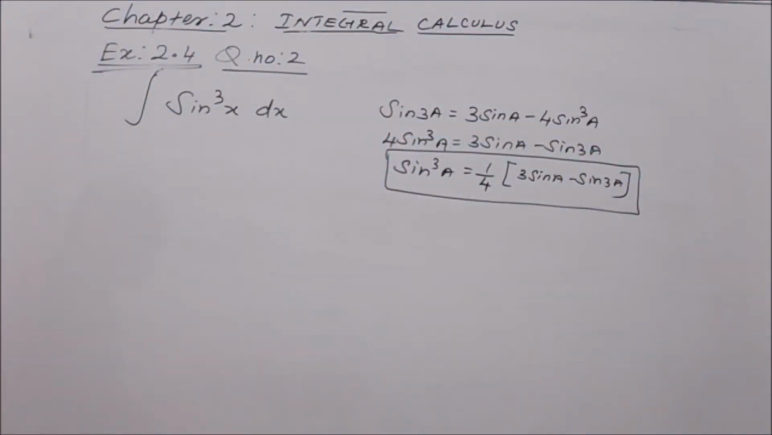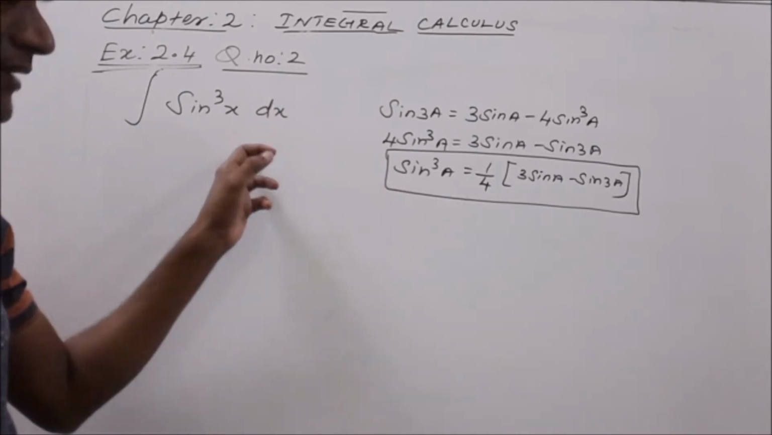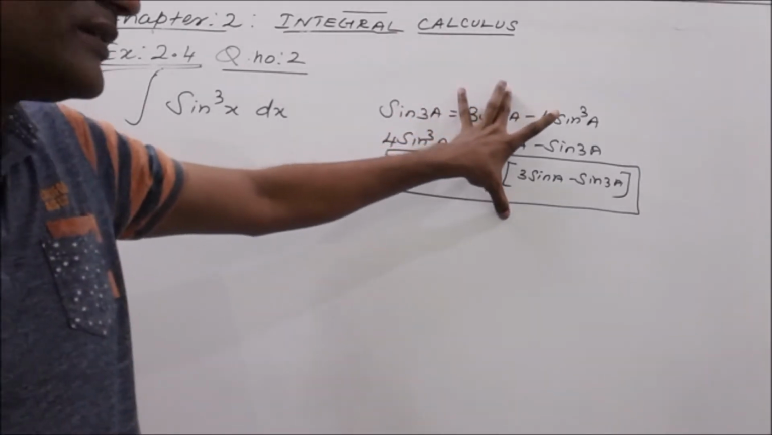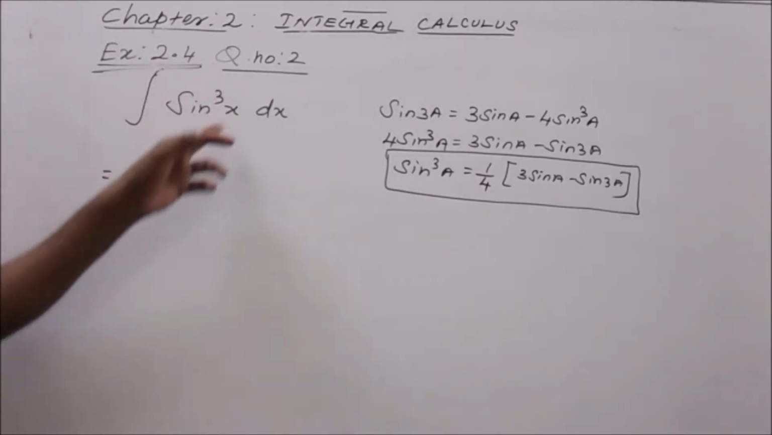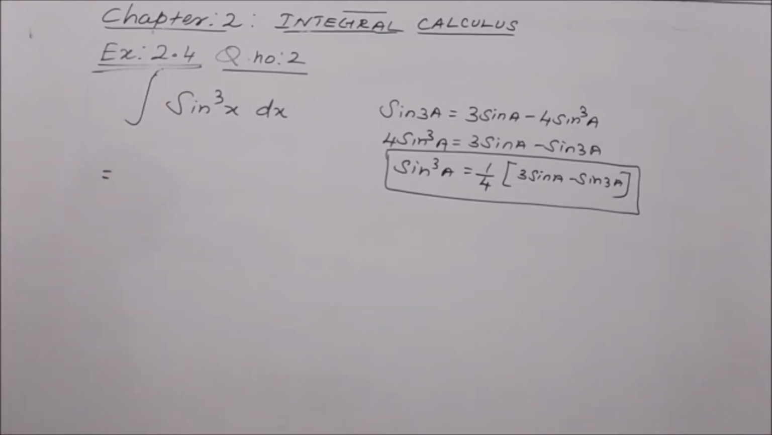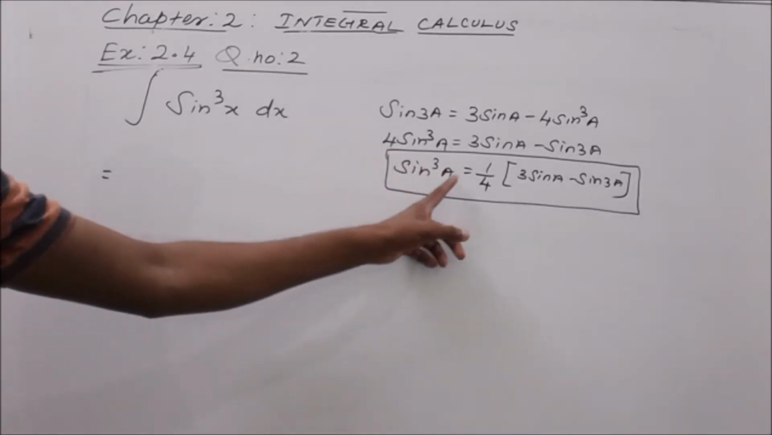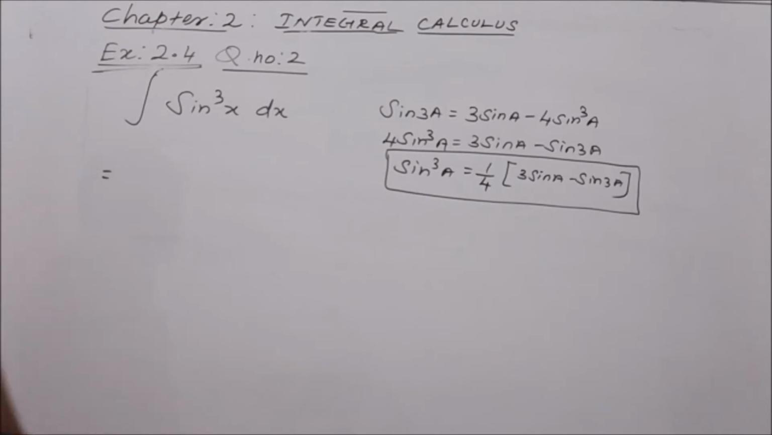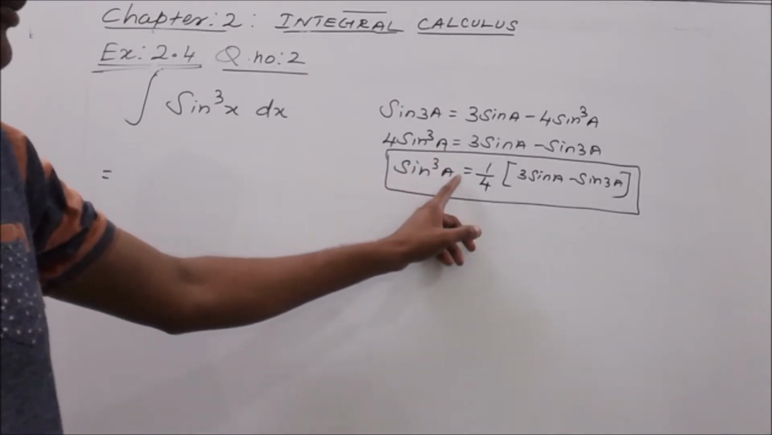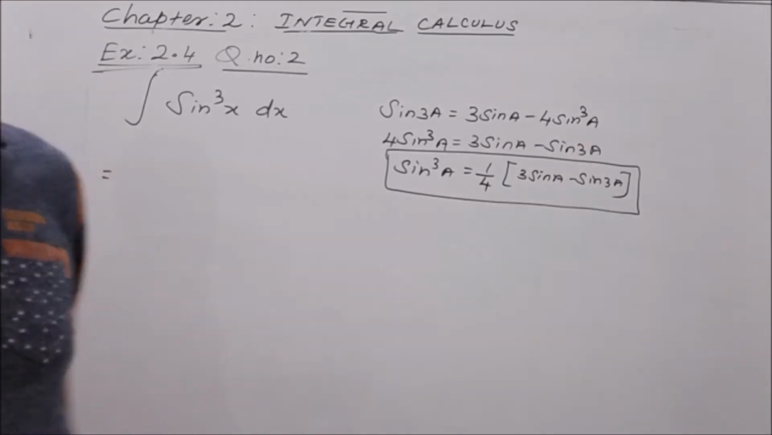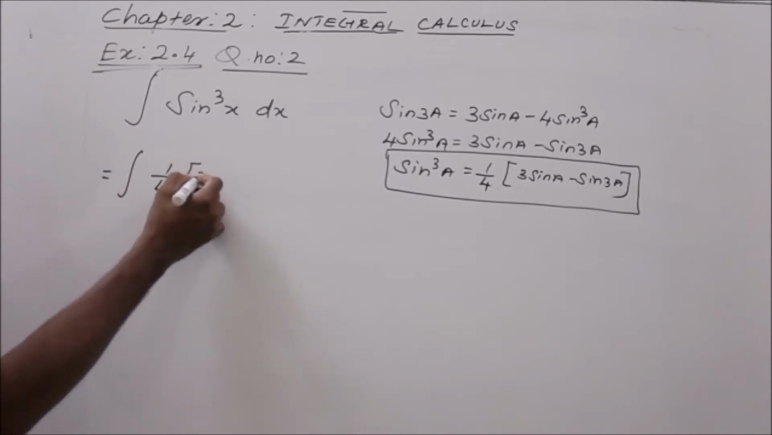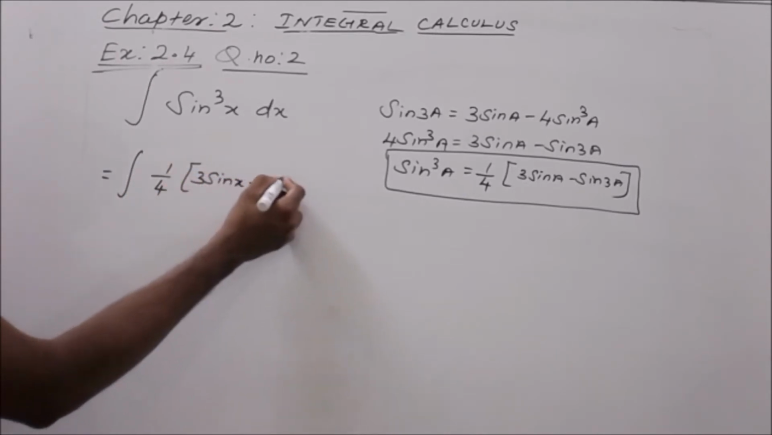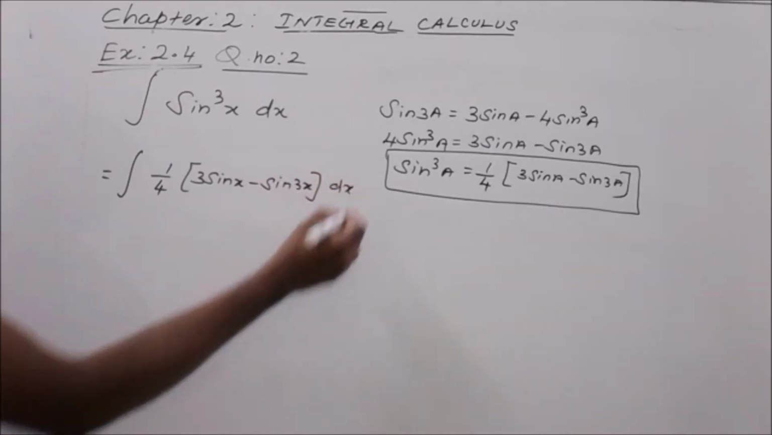While writing the answer, you can directly write the formula and substitute here, or you can work out these 3 steps and then go to the answer. But you should substitute the equal value. You cannot integrate directly. So integral sin cube x dx. Sin cube a is 1 by 4 times (3 sin a minus sin 3a). Replace a by x. Sin cube x is equal to 1 by 4 times (3 sin x minus sin 3x). So integral 1 by 4 (3 sin x minus sin 3x) dx.